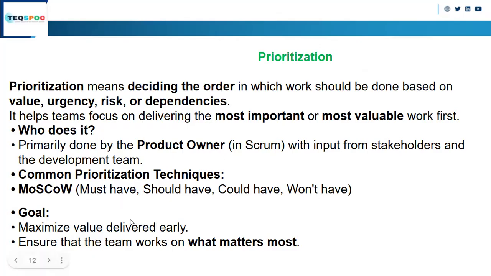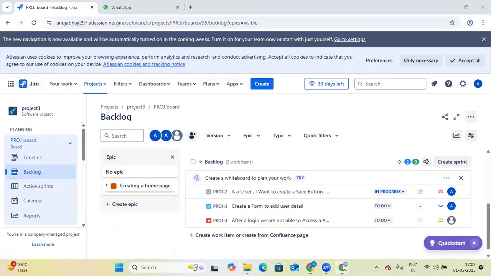We will not go into detail on MoSCoW. This is basically done by the scrum master and product owner, with the help of the developers, and the prioritization and story points are given to the respective user stories. So what is the goal of prioritization? With the help of prioritization, we will maximize the value of delivery earlier and ensure that the team works on what matters the most.